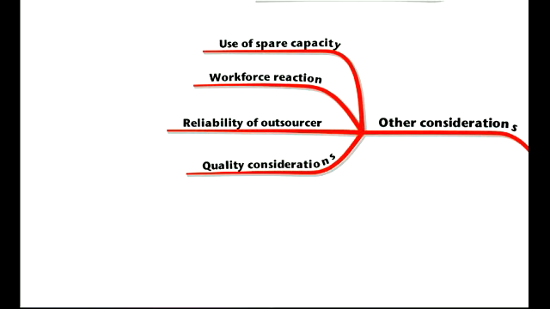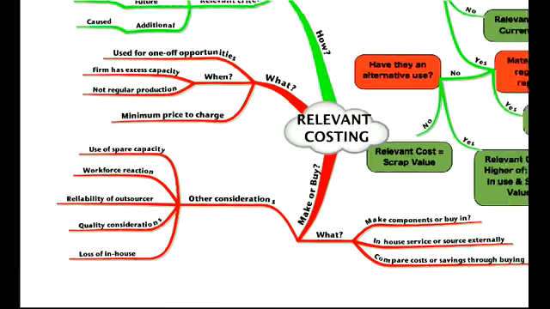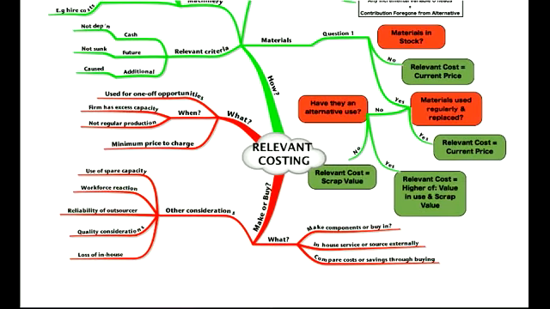And that's our next one, quality considerations. Can the outsourcer provide a quality product? And remember, you're going to lose that in-house service. So you're fully reliant on buying in, and that's a consideration for the firm as a whole. So that was our session on relevant costing.